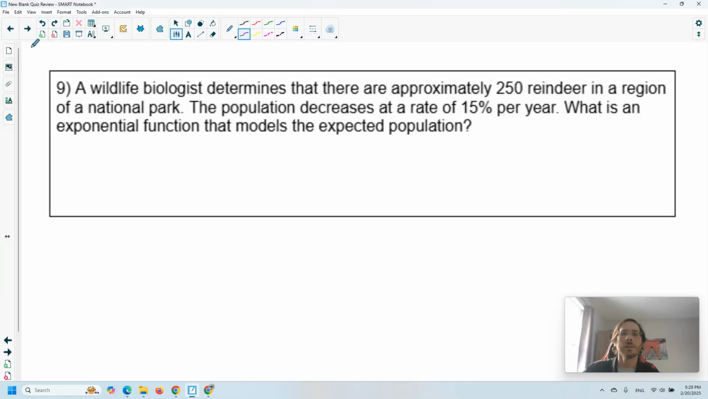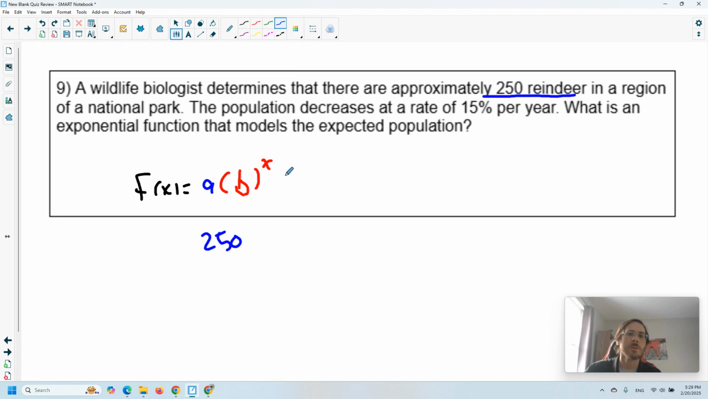All right, for 9, we need to get an exponential function that models this population. So again, our exponential function is going to be either y or f of x equals a times b to the x. Well, a is how much we start with. That's our y-intercept. So we're going to start with 250 reindeer, so 250.